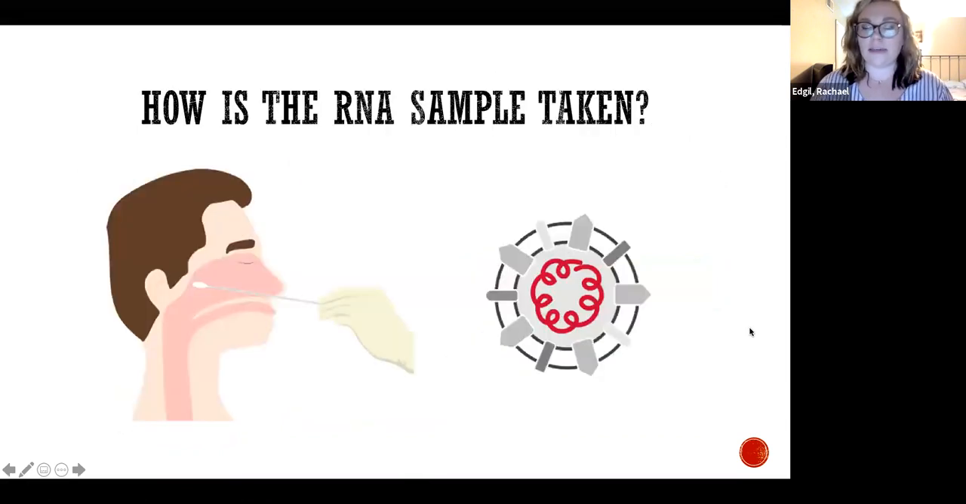An RNA sample is most commonly taken through a nasopharyngeal swab, which is, as you can see here, where the nasal passage and the pharynx passage actually meet. An example of this would be a coronavirus test. As you hear, a lot of people say it hurts really bad and it makes your eyes water, and it's because it has to go further into the passageway than a normal flu test.